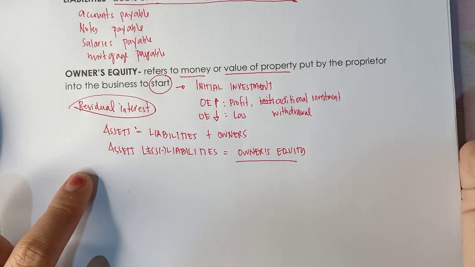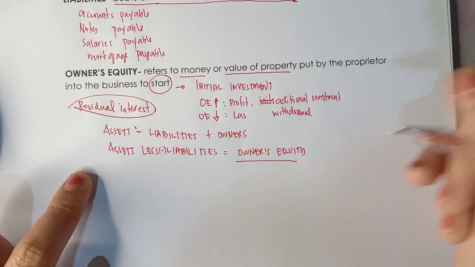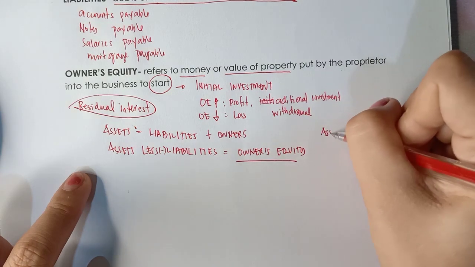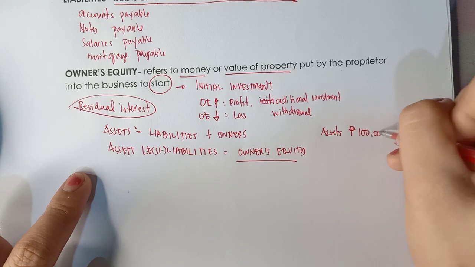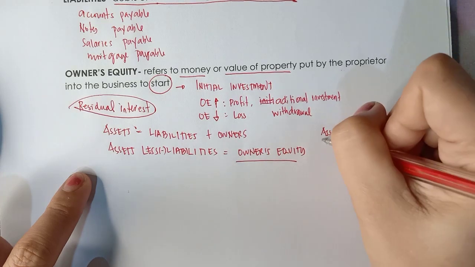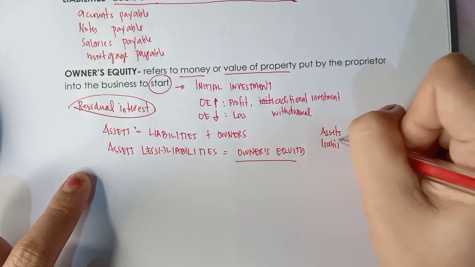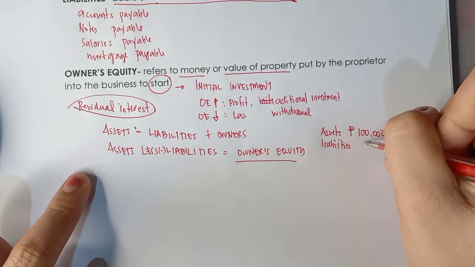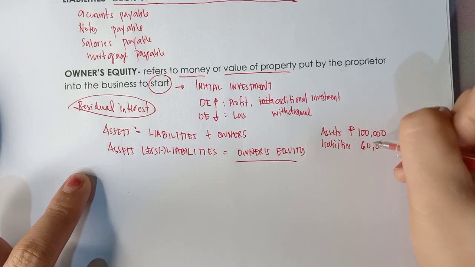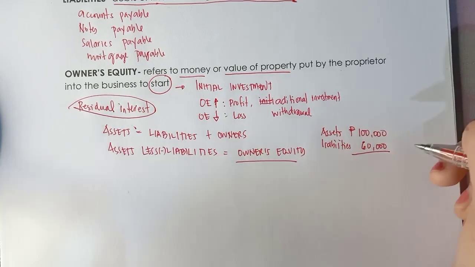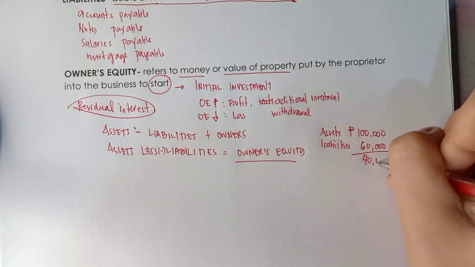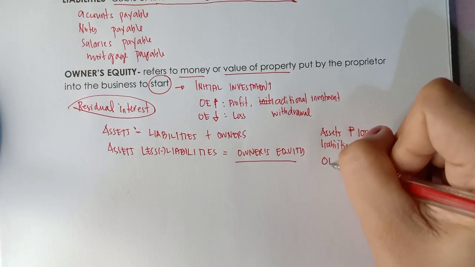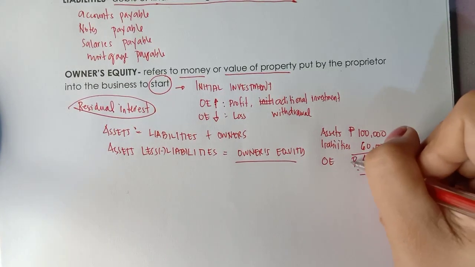So for example, if the business has assets of 100,000 pesos and liabilities of 60,000 pesos, the residual interest or the owner's equity is 40,000 pesos.